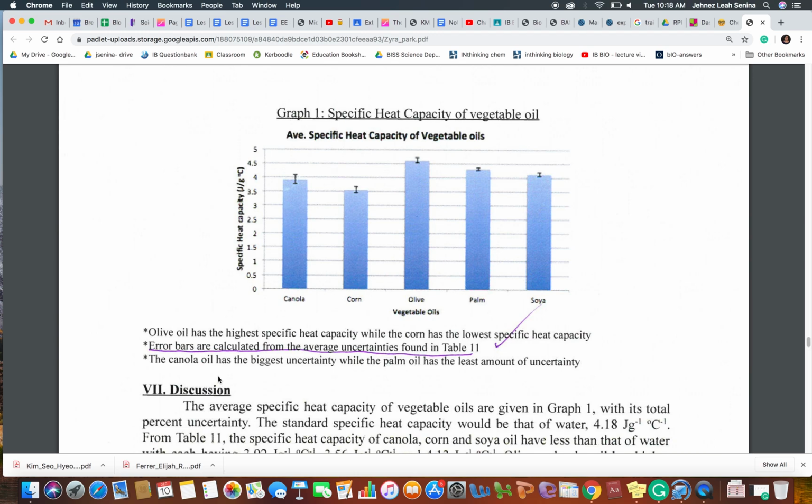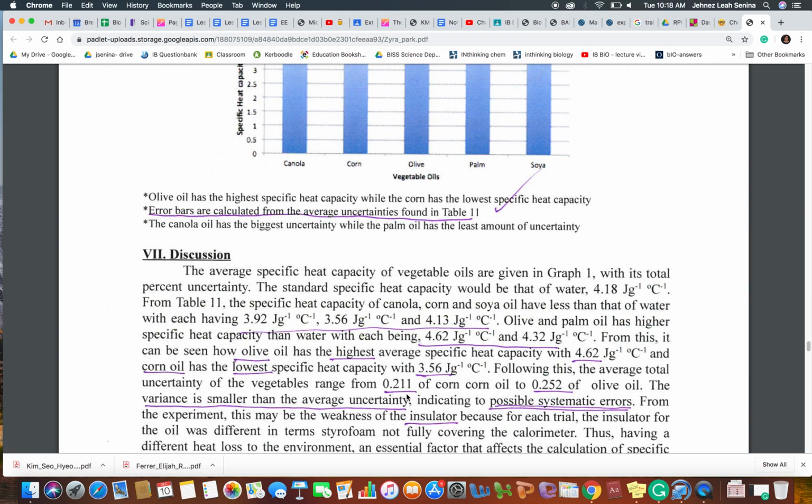And then she also commented that the canola oil has the biggest uncertainty, meaning you're most unsure of your data for canola oil. It has the biggest error bar, so probably you will need more trials. You're not precise. The bigger the error bar, the more imprecise your data is. The smaller it is, the more precise.